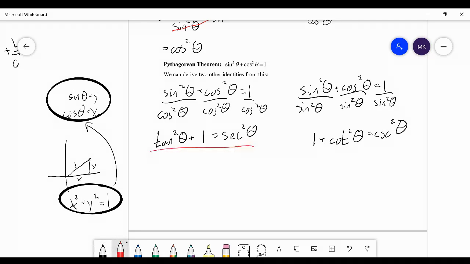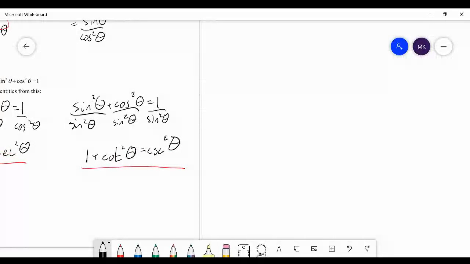So these are two more versions of the Pythagorean identity. Okay. So these are all really important things to be able to recognize and identify. Now, with these identities, we can obviously do any sort of algebra we want with them. So let's just focus on the main one.